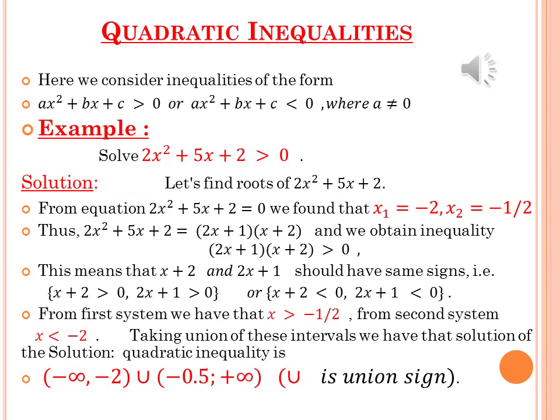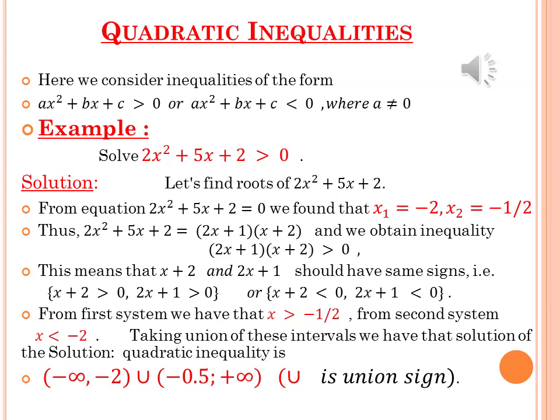First possibility: x plus 2 greater than 0, meaning x greater than negative 2, and 2x plus 1 greater than 0, meaning x greater than negative 1 over 2. So this is the first possibility. Second possibility: x plus 2 less than 0, means x less than negative 2, and 2x plus 1 less than 0, so x less than negative half.